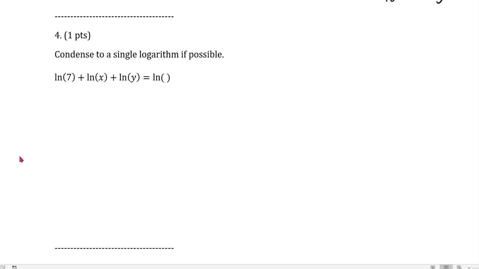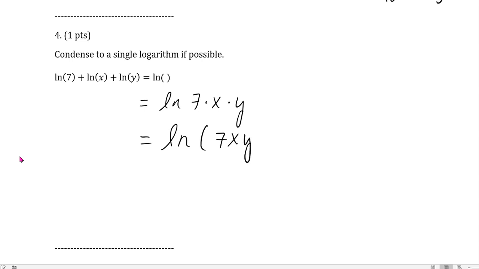So this means that I must originally have had an answer part of a product of 7x and y. This then becomes the natural log of 7 times x times y, which can be written in a fully condensed form as the natural log of 7xy. It is not necessary to put the parentheses around the argument, but it is a good habit to get into.